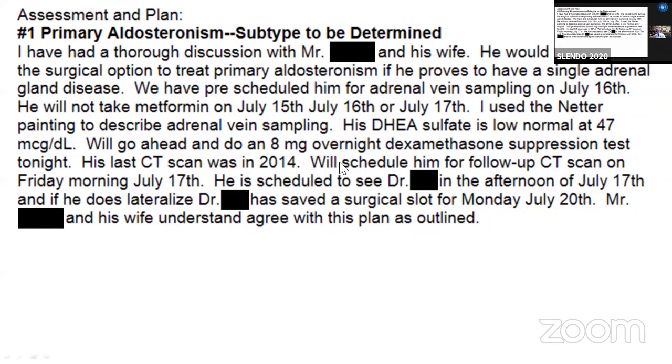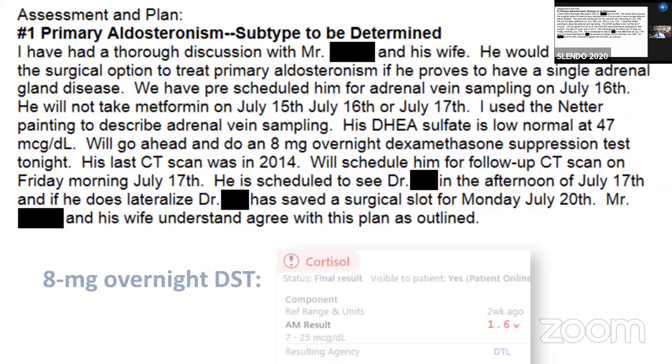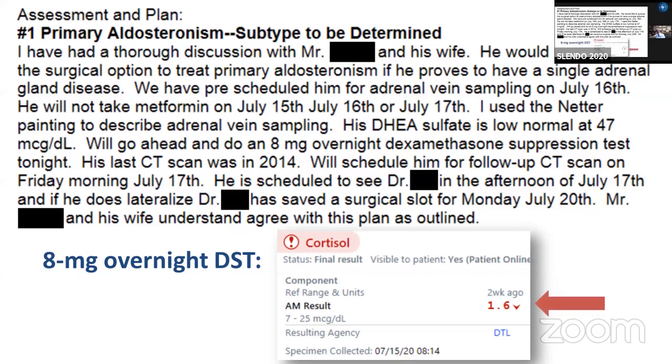Adrenal vein sampling was going to be on a Thursday, and I scheduled him for a follow-up CT scan on Friday morning. Then he was going to see our surgeon that afternoon and have surgery the following Monday if he lateralized. So here's that 8 milligram overnight dex suppression.